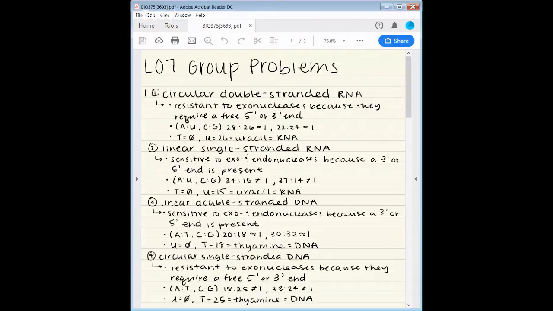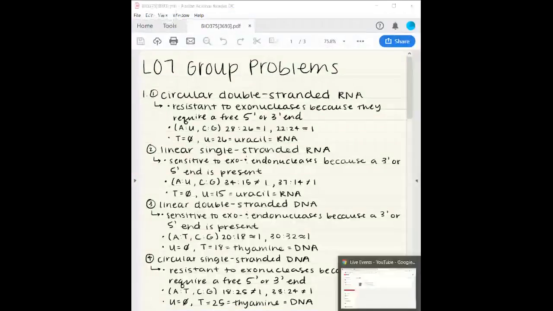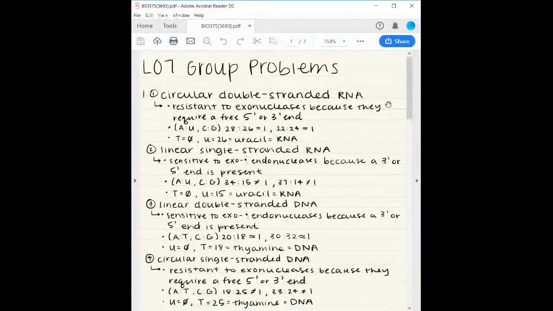Okay, so this week I'm doing my video by myself, but I have here the work for the lesson 7 group problems. So I'll just go ahead and go through them.